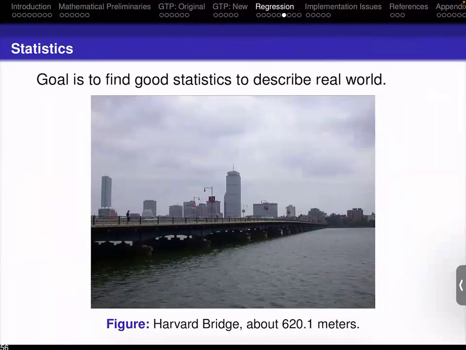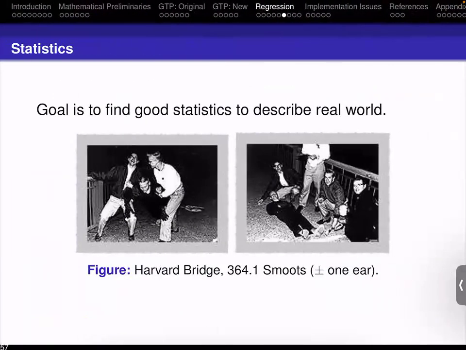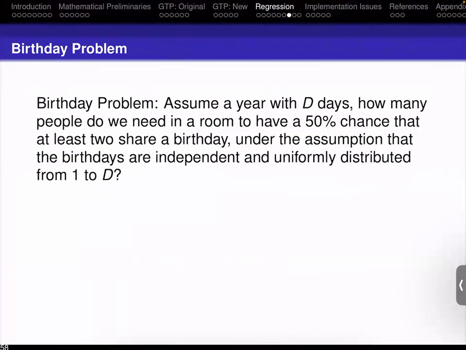Okay, we've talked about using statistics to describe the real world. We've talked in the past, I just love showing these slides of SMUT, where one of the fraternities at MIT wanted to see how many times it would take for them to put their pledge from one end of the bridge to another. It was, I think, 364.1 SMUTs plus or minus an ear. Love that accuracy. We did the birthday problem at the start of the year, I think, yes.